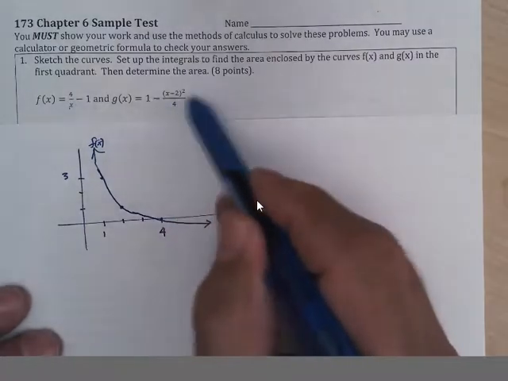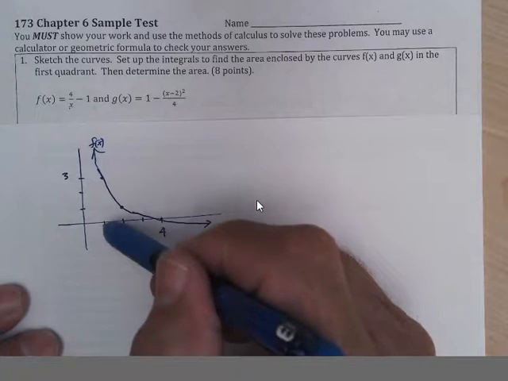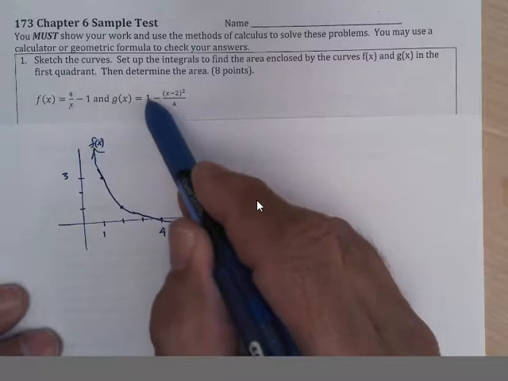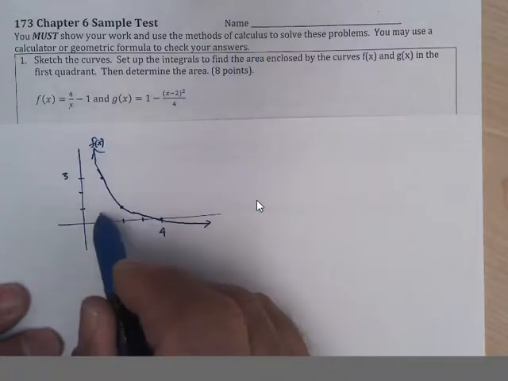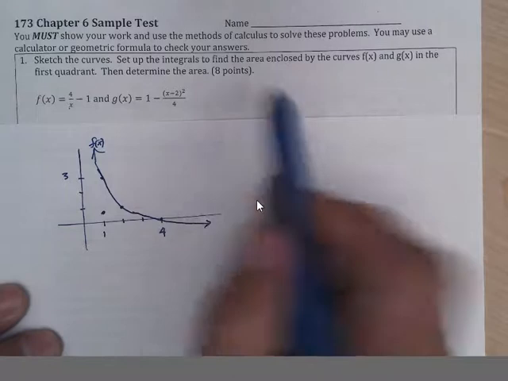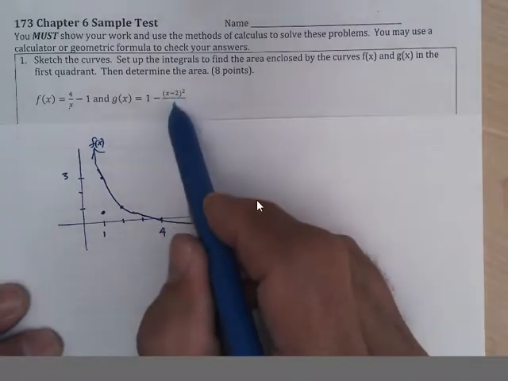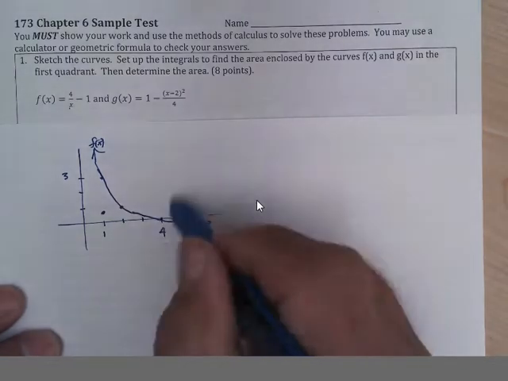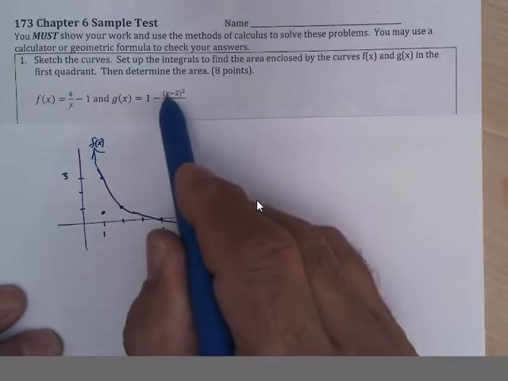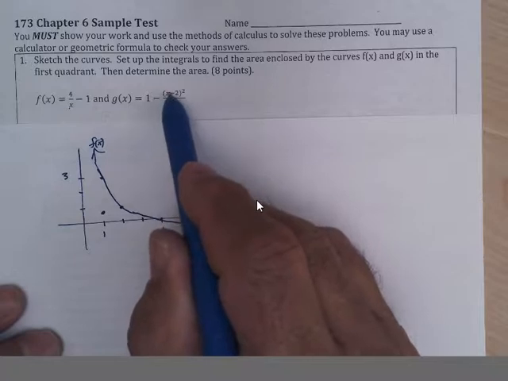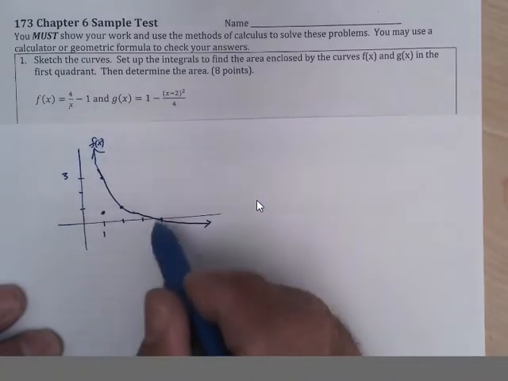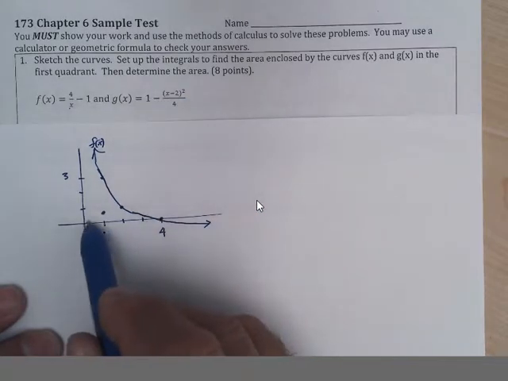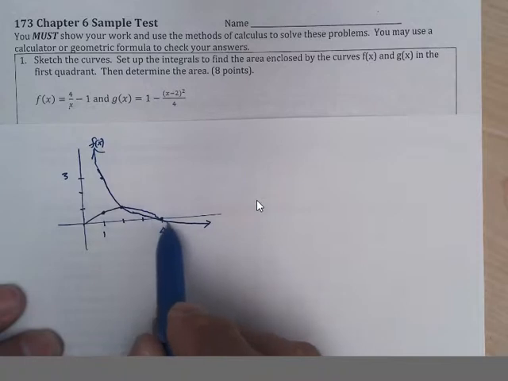And now G, if I put in 1, I get 1 minus 2, which is minus 1 squared, 1 fourth. So 1 minus 1 fourth is 3 fourths. If I put in 2, that's 0 over 4, which is 0. So I get 1. And then if I put in 4, 4 minus 2 is 2, squared is 4, over 4 is 1, 1 minus 1 is 0. This is a parabola, it's upside down, so it's looking something like that.